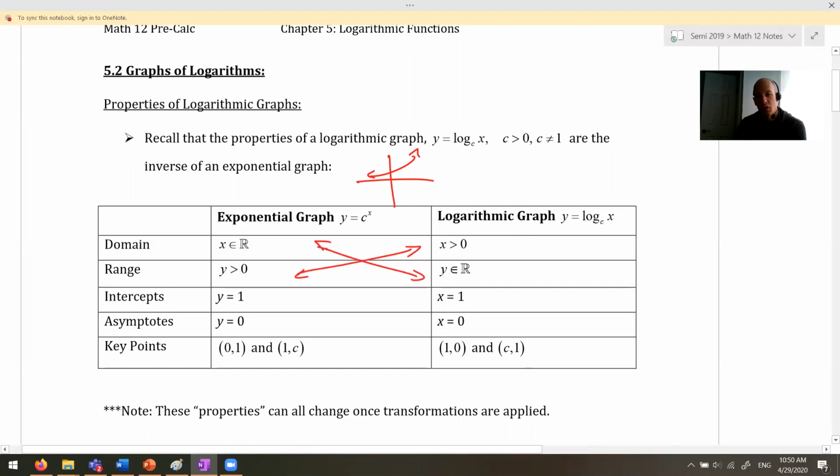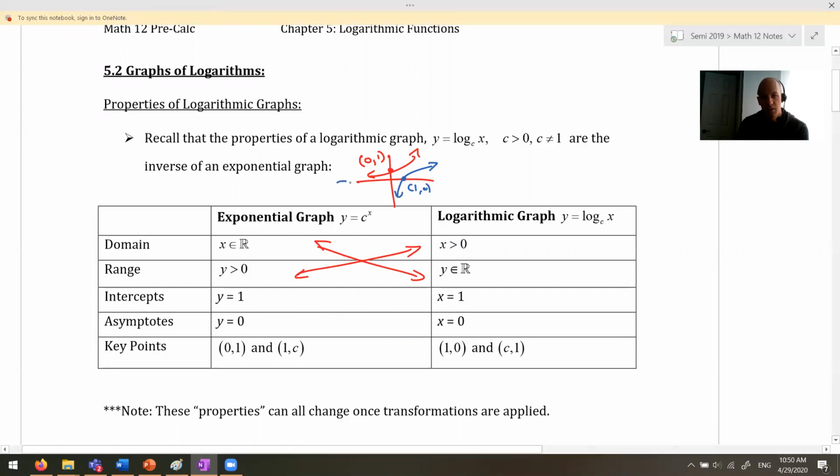So for logarithmic graphs, the domain is x is bigger than 0, and y is all real numbers, because you can get any value of log you want. The intercept, y is equal to 1, becomes x is equal to 1. So right here you have 0, 1 on the exponential, and on a log you have 1, 0. And then same thing with the asymptotes.